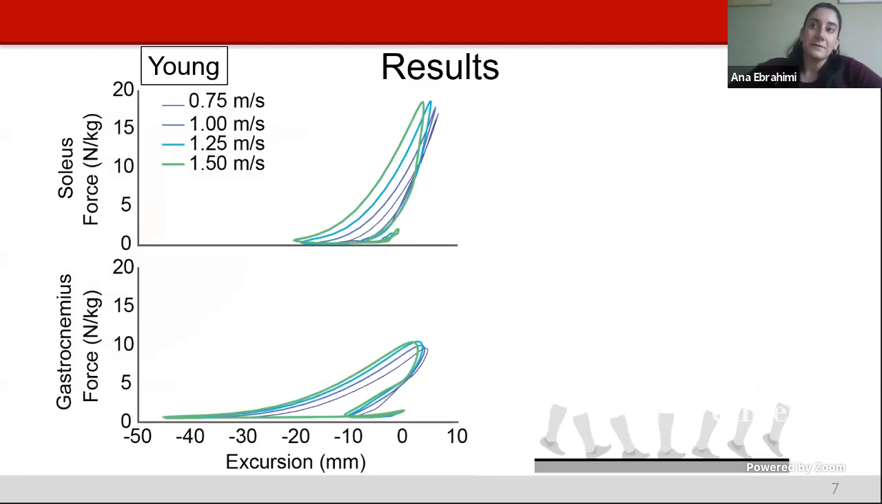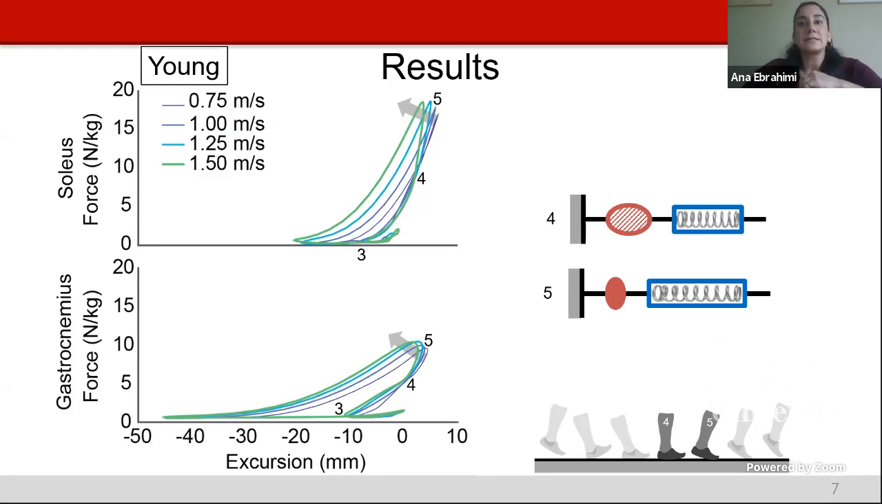Now for the results, I'll first show the average work loop curves for the young adults across speeds. Note that the biarticular gastrocnemius has a longer excursion because we are accounting for ankle and knee flexion. So during the first portion of mid stance from 3 to 4, the force and excursion increase similarly across speeds. So you can see in the soleus that the curves are basically overlapping for each of the speeds. However, from 4 to 5, as walking speed increases, there is a more rapid shortening of the muscle coinciding with a steep rise in force, denoted by that gray arrow.